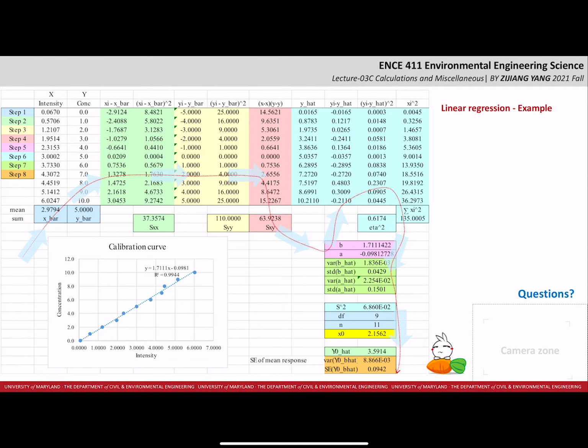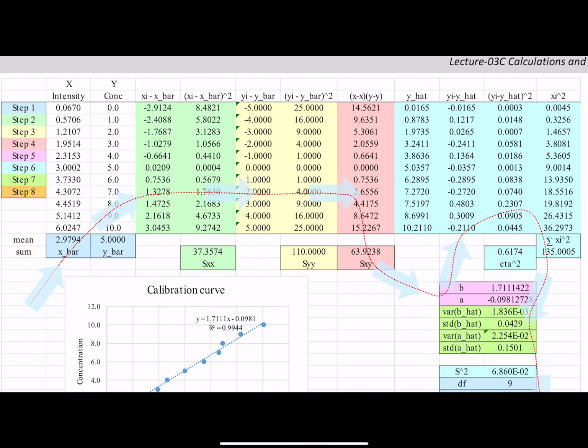So by knowing the steps, we can write them in Excel. We can write these steps in the Excel, and this is an example. As I mentioned before, first we can calculate the average of x and the average of y, and we can use the Excel function. After that, we want to calculate SXX, SYY, and SXY by doing the calculation like this.